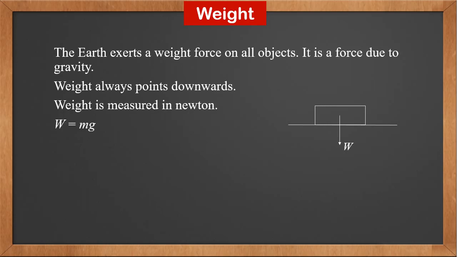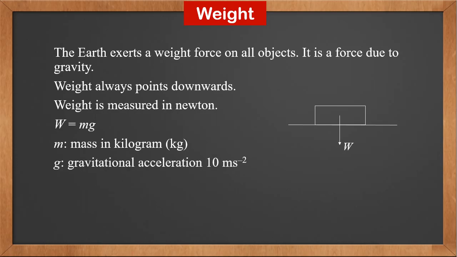Weight is measured in Newton. It is equal to mg, where m is mass in kilogram, or kg, and g is called gravitational acceleration, or acceleration due to gravity. Its value is 10 meters per second square. In physics, you may learn it as 9.8, but in this syllabus, we'll use 10. For example, if the mass of the object, m is 2 kg, then W is 20 Newton.